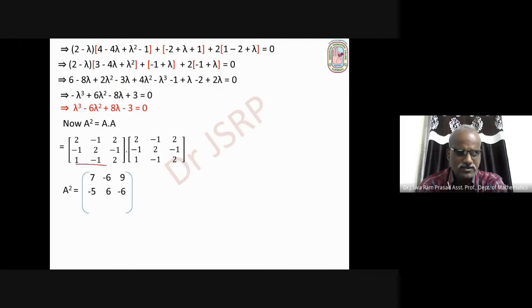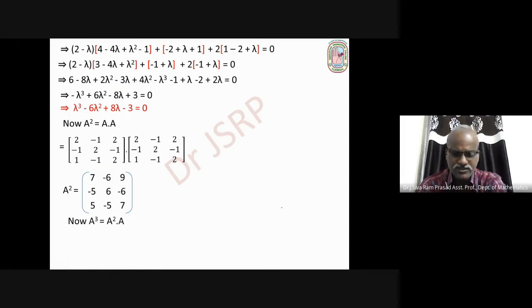Next, third row into first column. You get 5. Next, third row into second column. You get minus 5. Next, third row into third column. You get 7. So this is A square. Okay, just matrix multiplication.